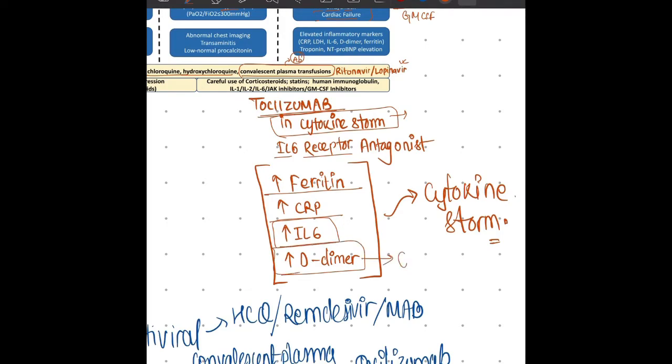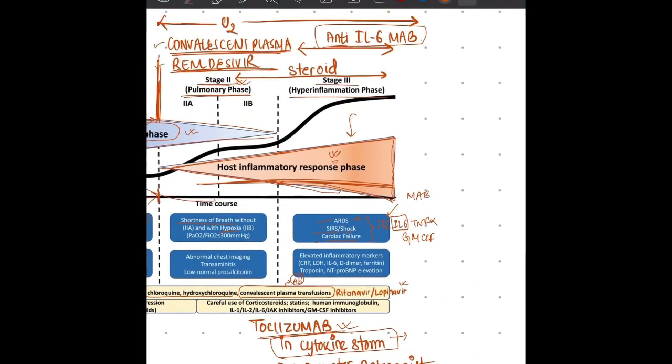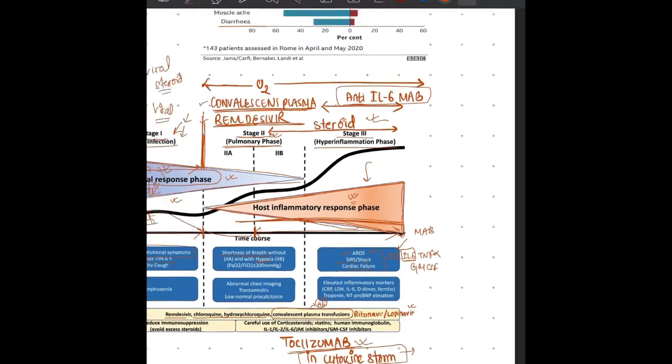D-dimer increase indicates there is coagulopathy, and coagulopathy is because of cytokine storm. And hence, if there are 4 of these findings, it indicates cytokine storm, and it will be the right time to treat with tocilizumab. At the same time, you can also start treatment with steroid. Steroids are anti-inflammatory drugs, right? And hence treatment with steroids should start in those patients who have respiratory distress at rest or who require mechanical ventilation. That is to say, stage 2B. From stage 2B onward, you would treat with steroid, right?